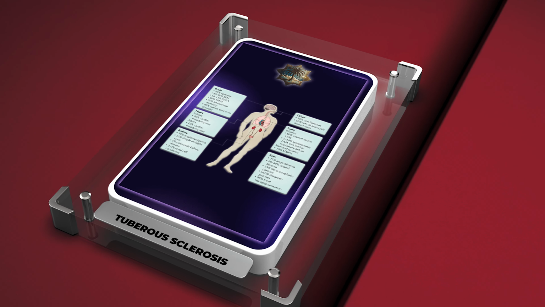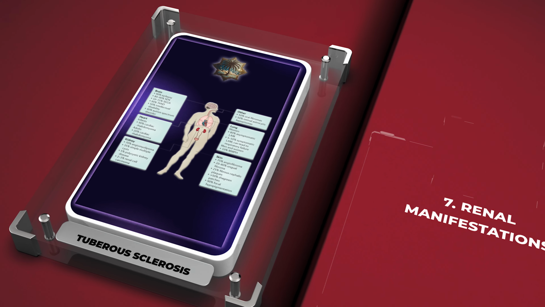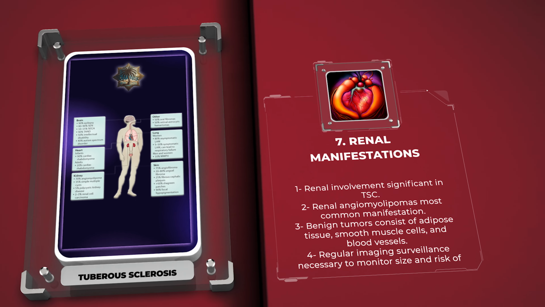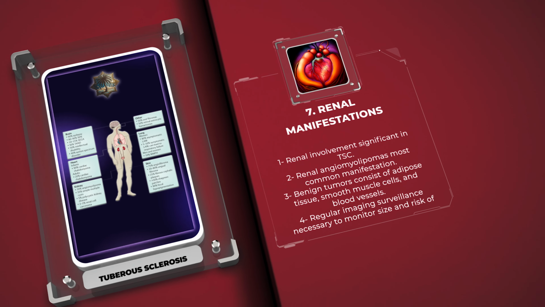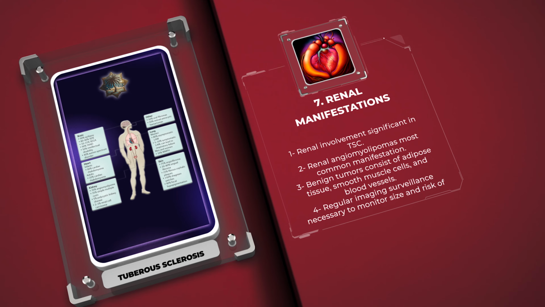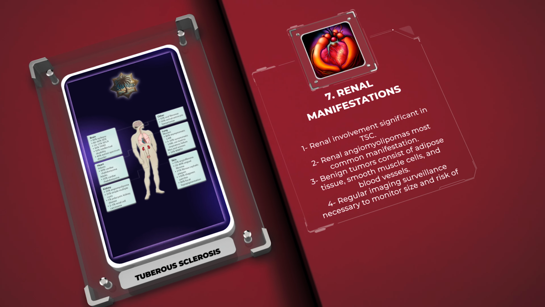Renal involvement is a significant feature of TSC, with renal angiomyolipomas being the most common renal manifestation. These benign tumors consist of adipose tissue, smooth muscle cells, and blood vessels. Regular imaging surveillance is necessary to monitor their size and the risk of complications such as hemorrhage. In severe cases, intervention may be required to prevent renal function impairment.